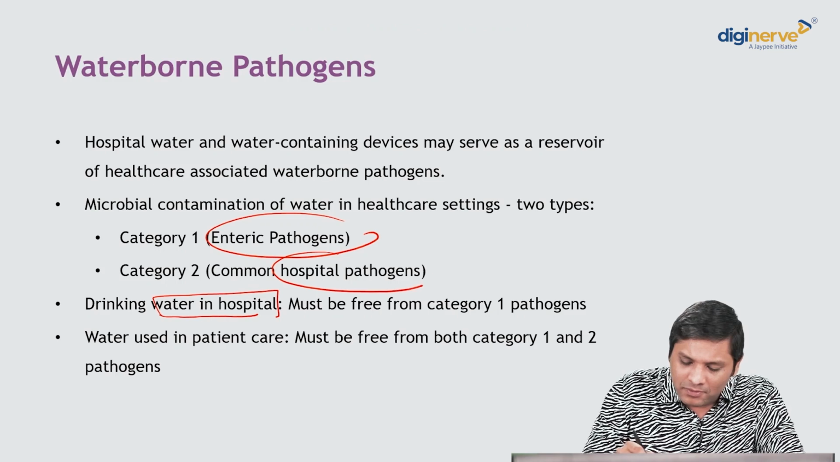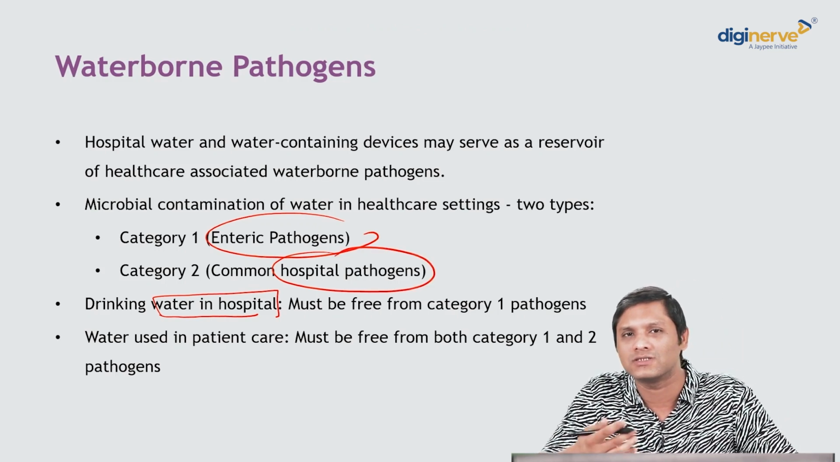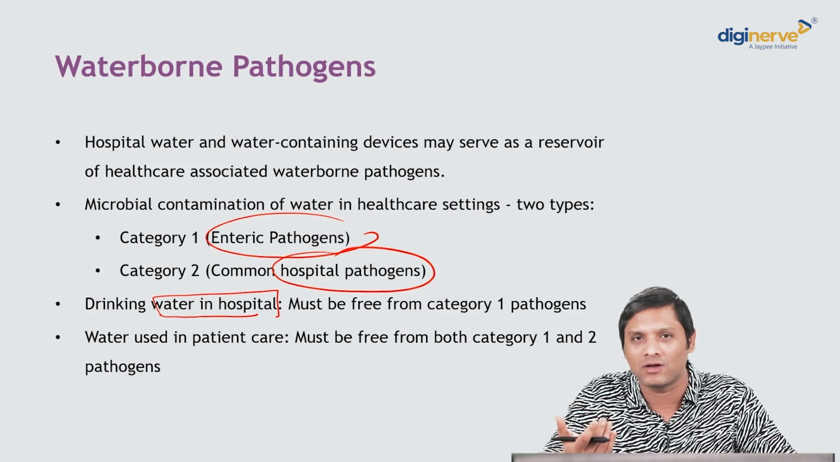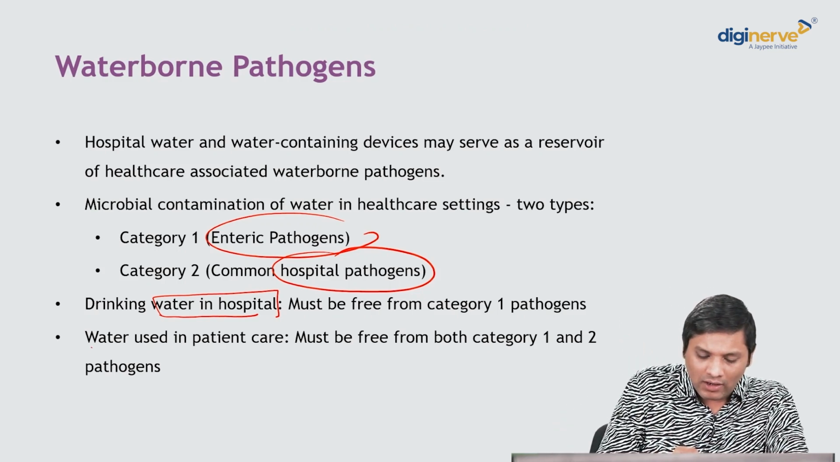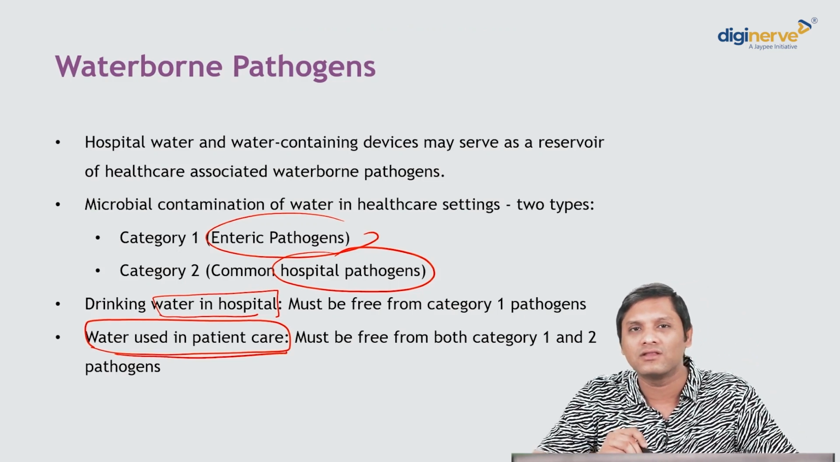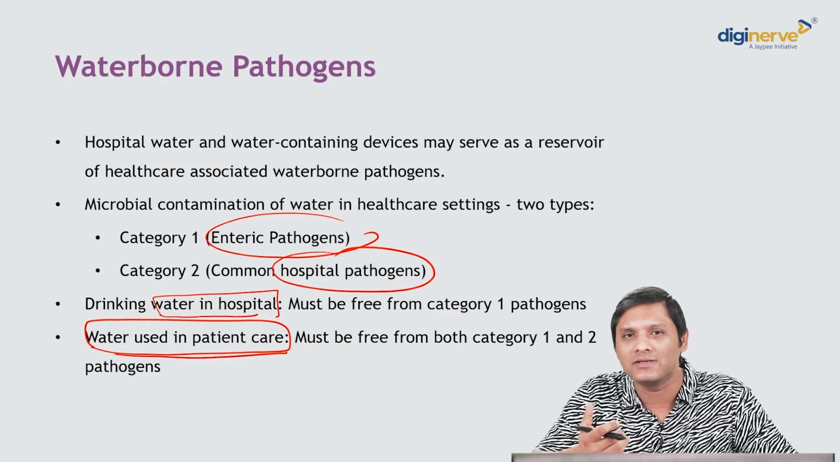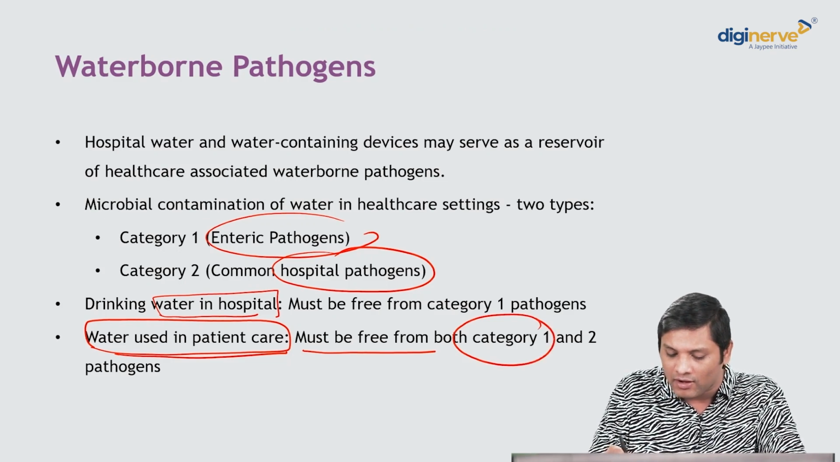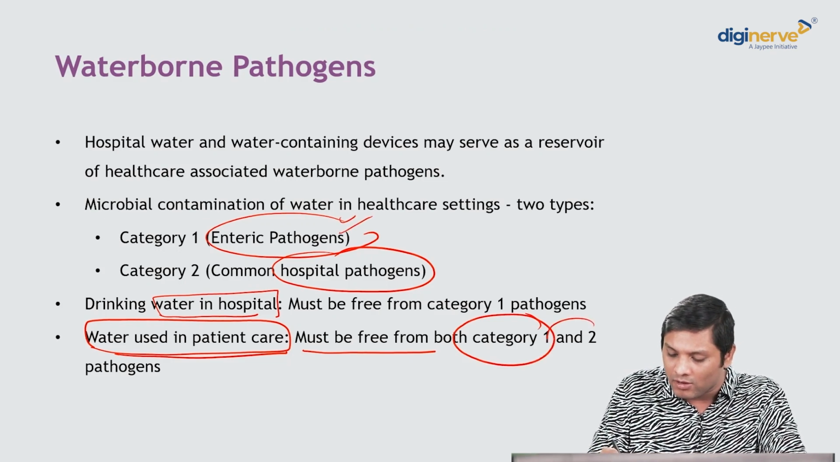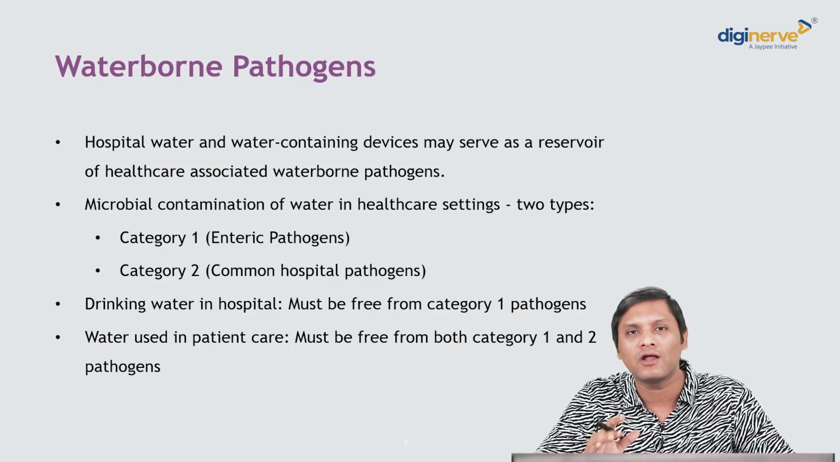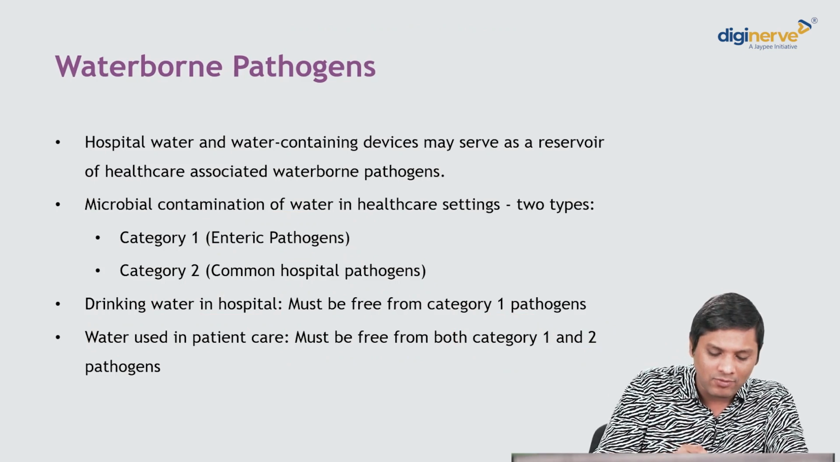However, common hospital pathogens like Pseudomonas and Acinetobacter contaminating the drinking water should not be a big problem unless they exceed a particular limit. Whereas the water used in patient care activity, either in the operation theatre or in other patient care activities, must be free not only from enteric pathogens but also from category 2 pathogens, that is, common hospital pathogens. So please remember, the hospital environment may have two types of water.